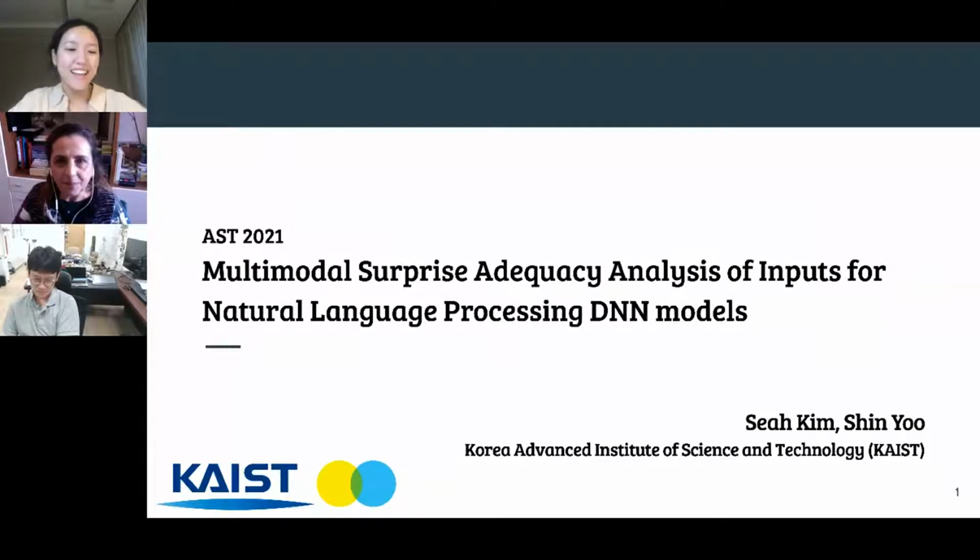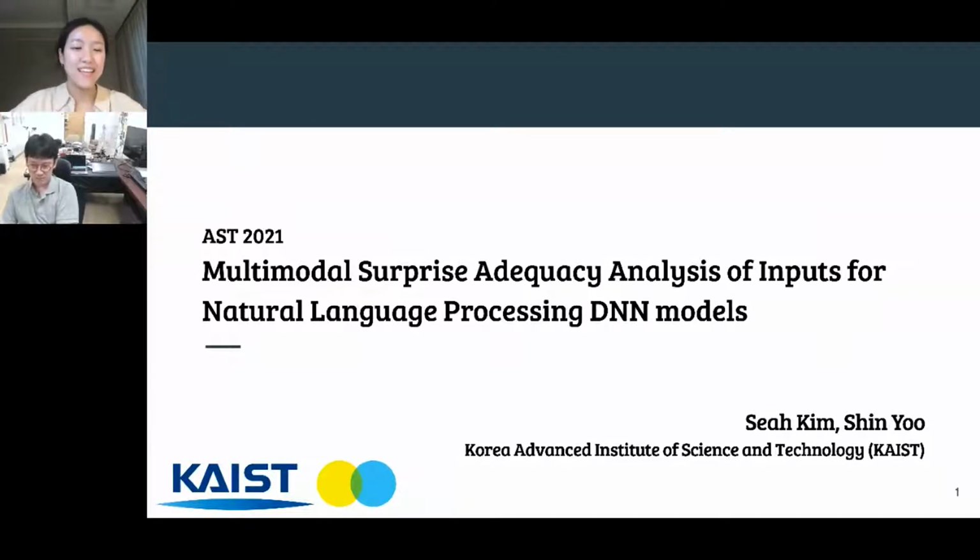Hello, everyone. My name is Seo, as she just introduced me, and I'm from KAIST in South Korea. Today, I'm going to present my work, Multimodal Surprise Adequacy Analysis of Inputs for Natural Language Processing DNN Models. This work was done with my advisor, Shin.